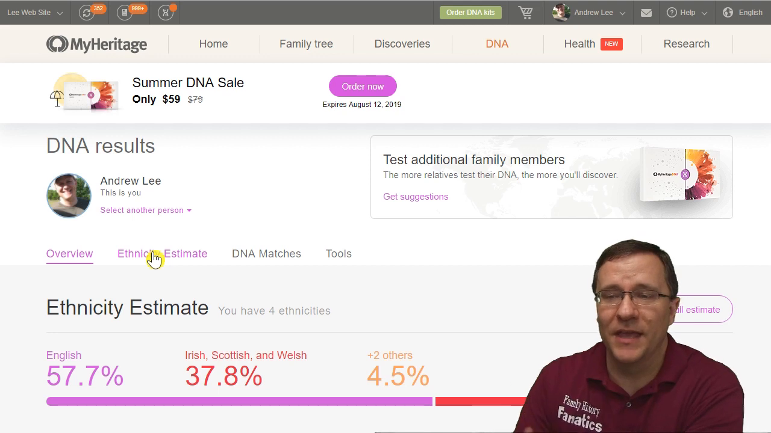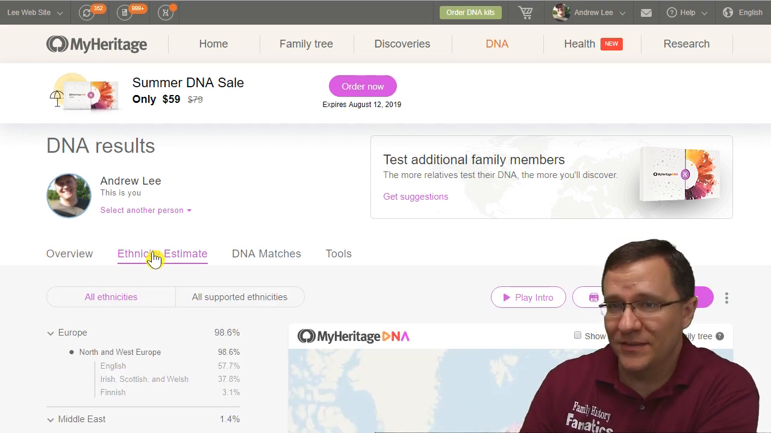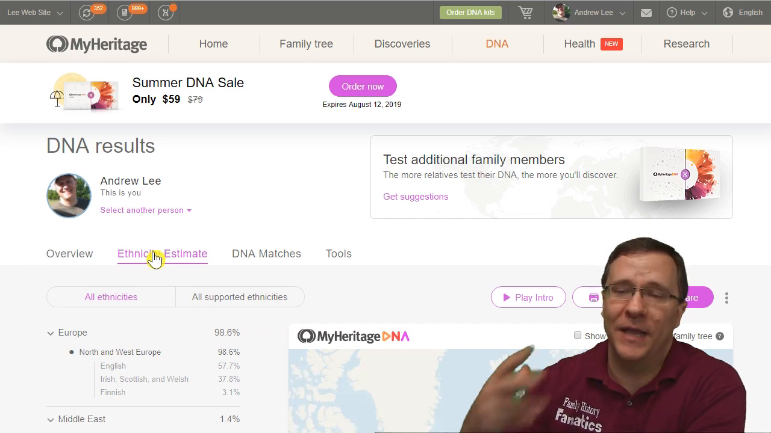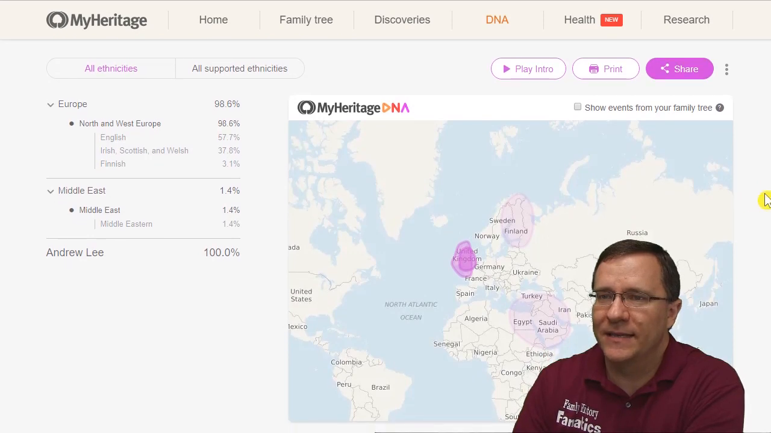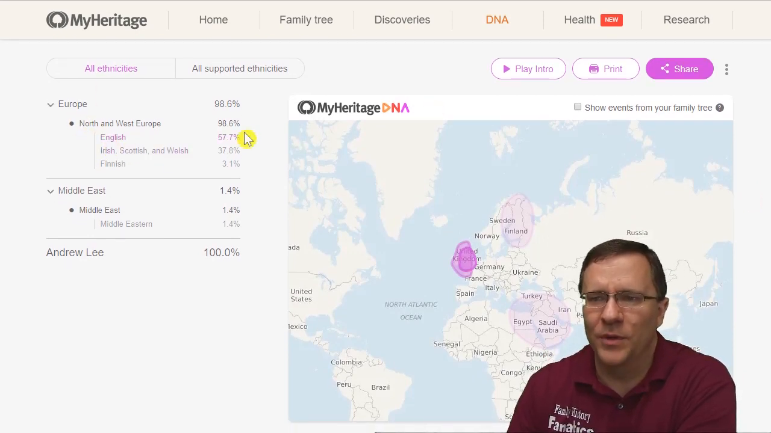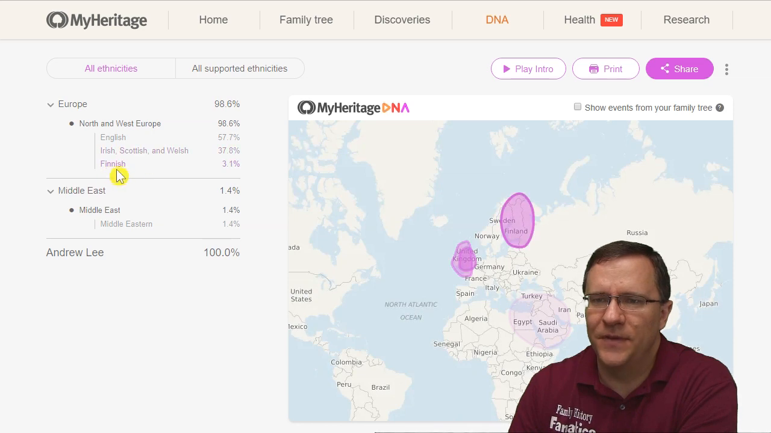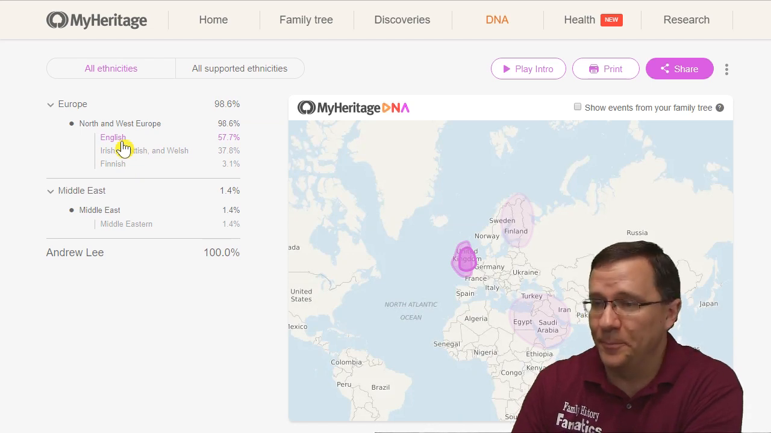Now across the top here we have the ethnicity estimate, and that's where we're going to go to next. Now this is going to break down that basic data into a little bit more detail. And as we go down, we can see that, hey, I have what they already told me, that English, Scottish, Finnish, and as I hover over each one, you can see on the map, it's going to highlight the region of where that is from. So here's the Middle East being highlighted. Here is the Scandinavian or the Finnish that's being highlighted, and then the Irish, Scottish, and Welsh, which is really overlapping a lot with the English in that area.